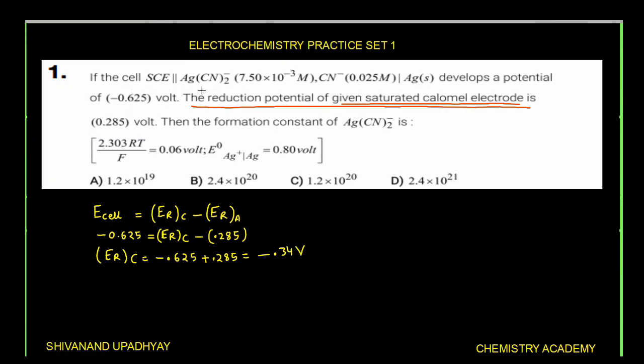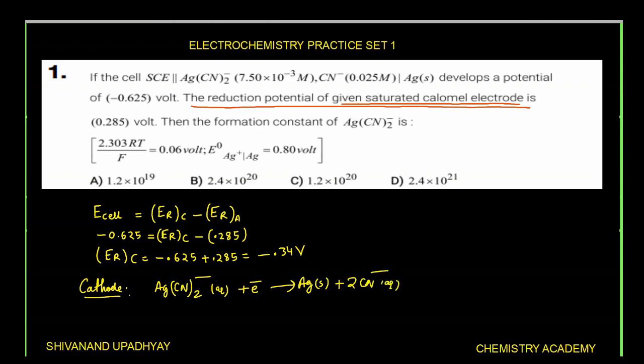So our cathode electrode is on the right hand side, and if I write what reaction is taking place at the cathode, the complex ion Ag(CN)2 minus in aqueous state will accept one electron to form silver in solid state plus 2 times CN minus ion in aqueous state. This is the reaction taking place at the cathode. For this reaction, I know the EMF of this half cell reaction, but I don't know E naught of this half cell reaction.